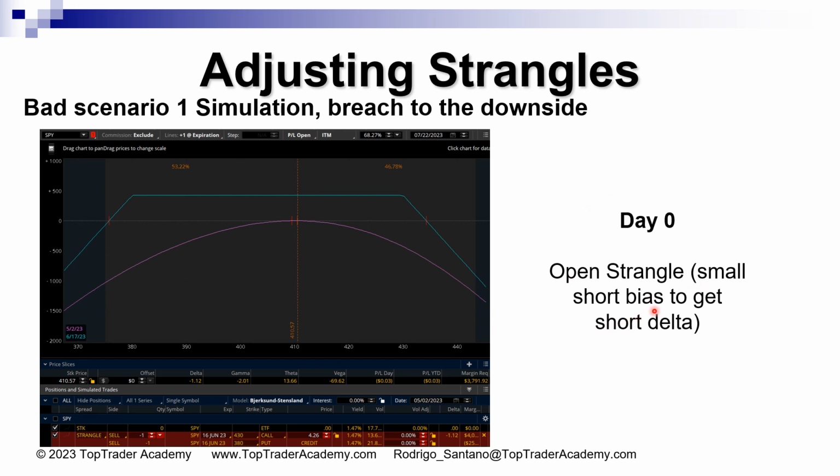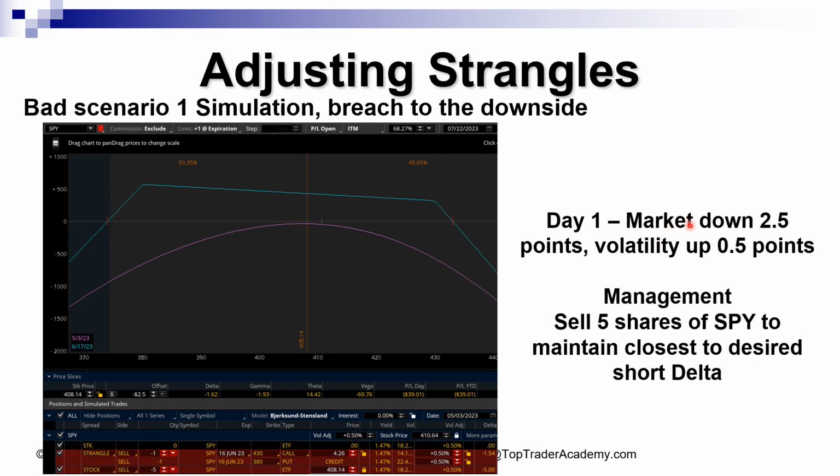You open the Strangle yourself, of course, with the 16 deltas, and time starts ticking away. On day 1, the market is down 2.5 points and, like we said, volatility is up 0.5 points. Notice how the purple curve went down a little bit. That is the effect of volatility going higher. When volatility goes higher, options get more expensive, and we're trying to sell something expensive and buy it back cheaper.